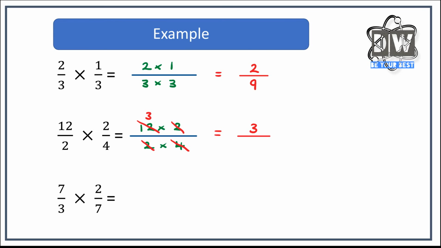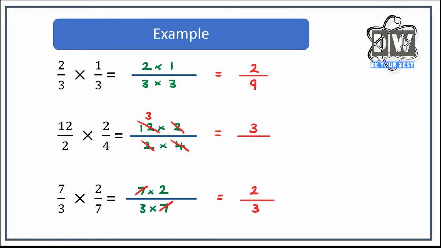And last but not least, let's do this one and see if you've got it bang on. Here we go, everyone. Let's rewrite it out in the correct format. 7 times 2 and 3 times 7. Let's cancel out the numbers that cancel out. 7's into 7. There we go. Nice and simple. So we end up with 2 over 3 as our answer. It really is as simple as that.